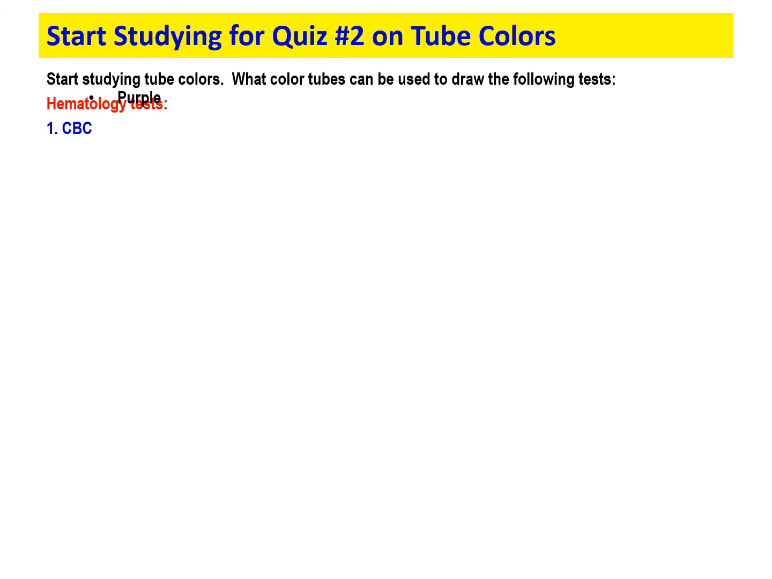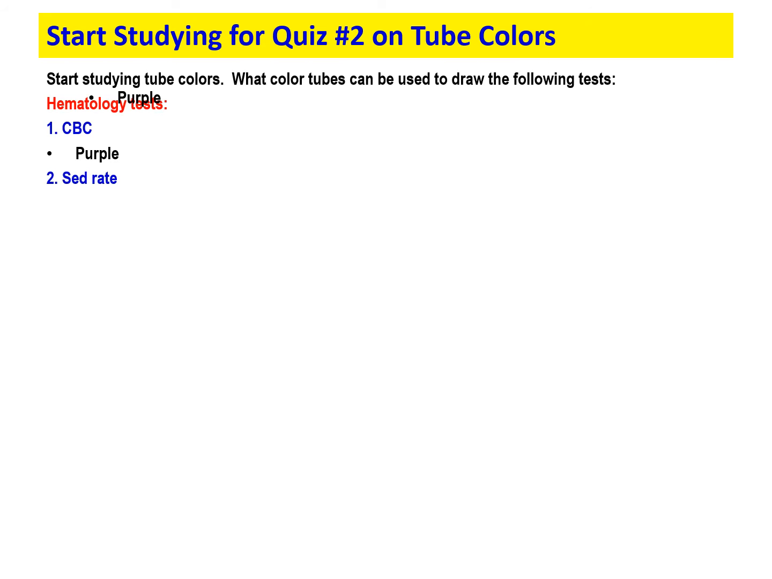We're going to talk about what color tubes can be used to draw the following test. So we're talking about hematology tests that are done in the hematology department of your lab. The first test that we talk about, and one of the most common tests done in hematology, is a CBC, or a complete blood count. So pause this video and see if you're getting the right answer for what color top tube do we draw a CBC in.